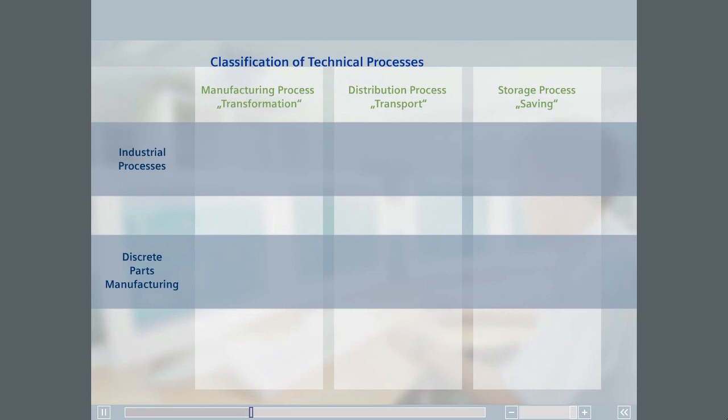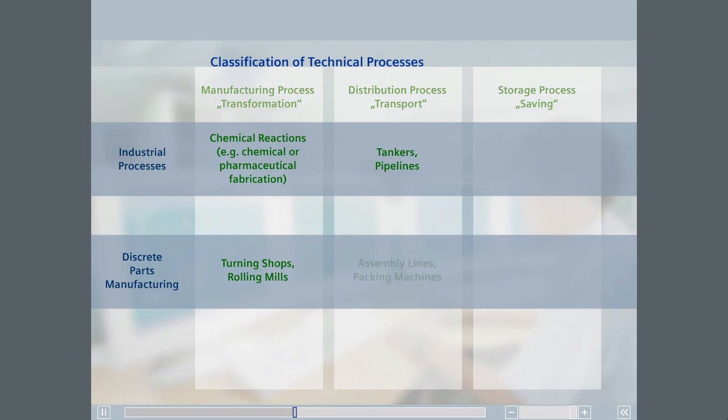Processing in industrial processes includes, for example, chemical reactors, as used in the chemical or pharmaceutical industries. Processing in discrete parts manufacturing can be found, for example, in turning shops or in rolling mills. Distribution in industrial processes typically makes use of tankers or pipelines. In discrete parts manufacturing, distribution might involve assembly lines and packing machines. Storage in industrial processes includes, for example, tank farms or silos. In discrete parts manufacturing, for example, high-rack warehouses.